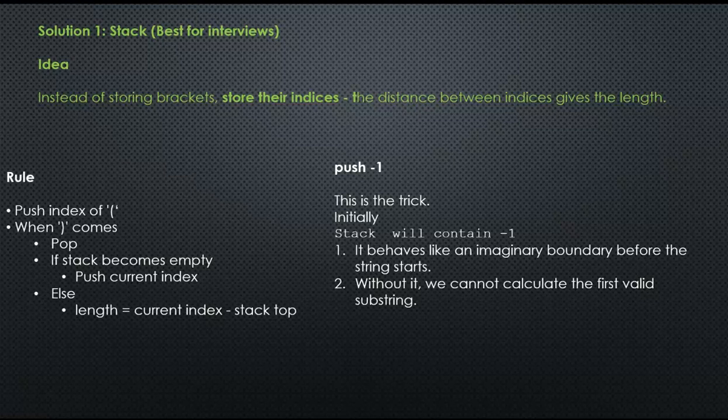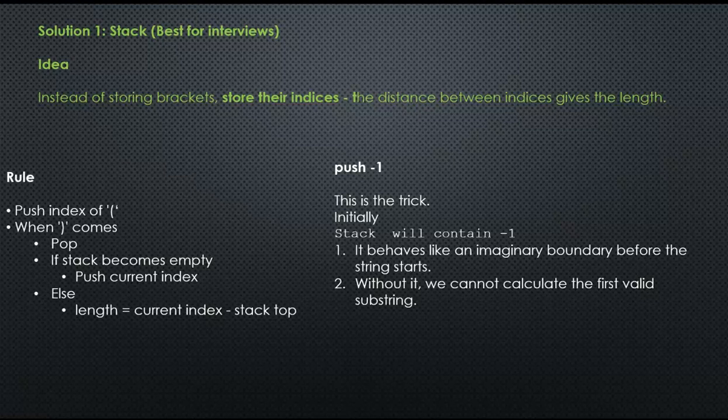This is my rule. And the trick is that I will always have the stack to be -1 initially. So before starting the rule, the stack will be -1. This -1 is an imaginary boundary before the string starts, without which it is very difficult for me to find out the valid substring. So keep in mind the rule and the trick.